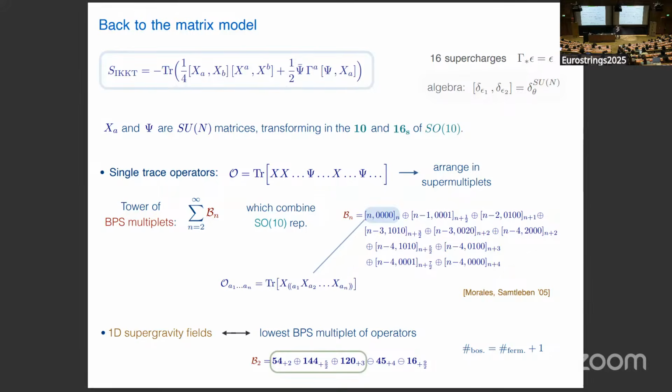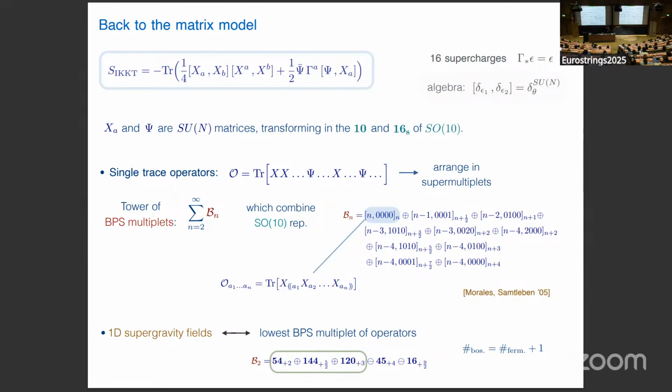If you factorize out the field equations of the theory, those operators arrange into certain supermultiplets. Among these supermultiplets, you have either long or short multiplets. The short multiplets, also known as BPS multiplets, arrange into a tower, which I call Bn. For each n, it combines the following SO(10) representations for the states. It is always based on the lowest weight state, which corresponds to an operator where you take the trace of n bosonic matrices and you symmetrize and remove the trace. If you look at the lowest one, for n equal to 2, you find the following representations: 54 plus 144 and 120.